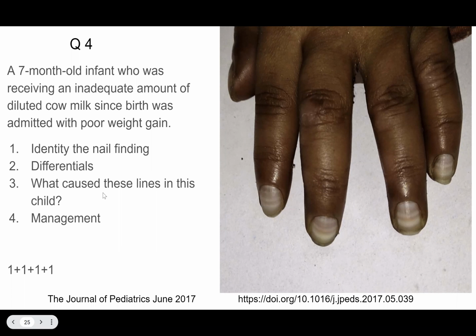Differentials? Yeah, you already told the differentials. What caused these lines in the child? Hypoalbuminemia. Right. Management?